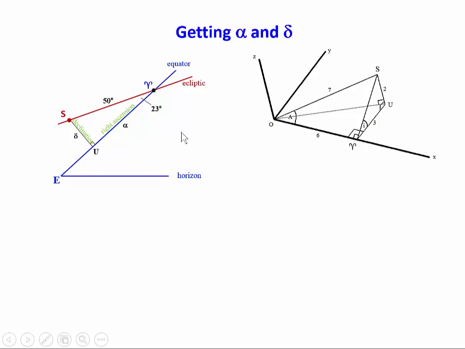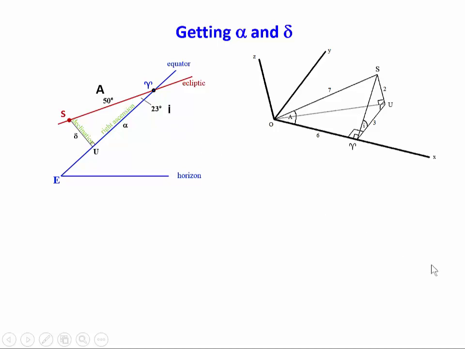So here it's from your eye to Aries and your eye to S, which means the 50 degrees there. So they correspond. And I is basically the inclination of the plane O Aries S to the base plane in the XY plane, which is O Aries U. And that's our 23 degrees. So this is A, 50 degrees in this example, and this is I.